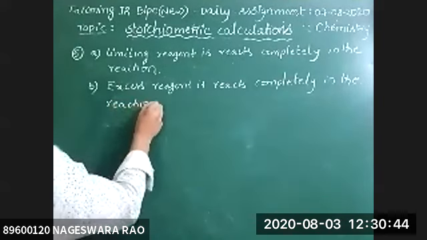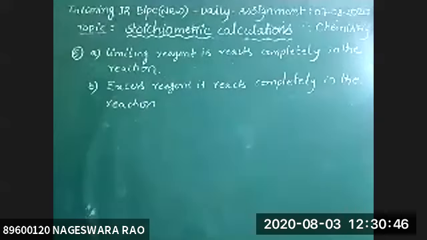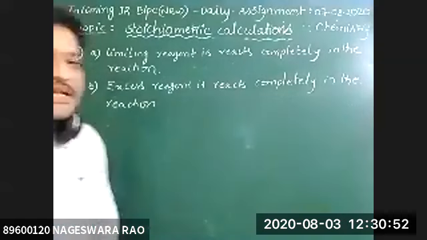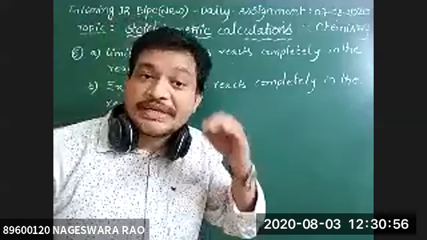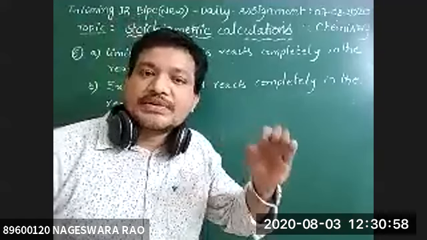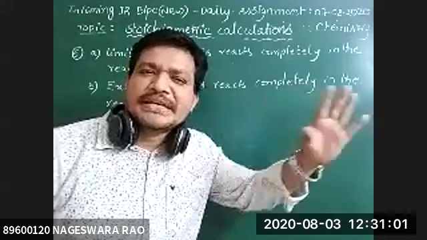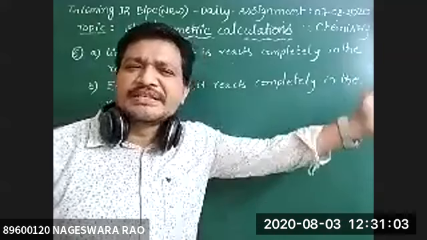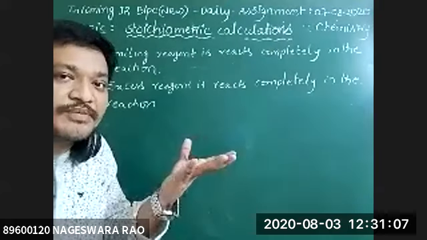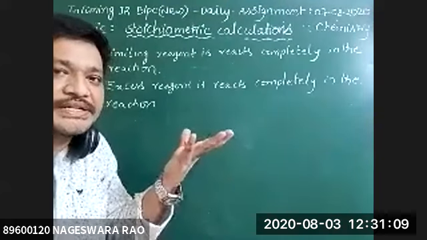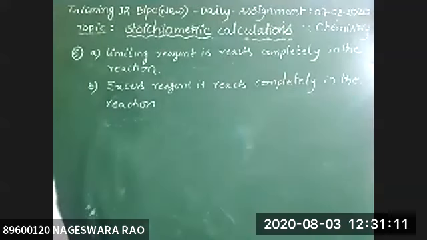This is question number 5. The limiting reagent is reacted completely in the reaction. Limiting reagent means the amount is very less when compared to the required amount. That reagent is called the limiting reagent.